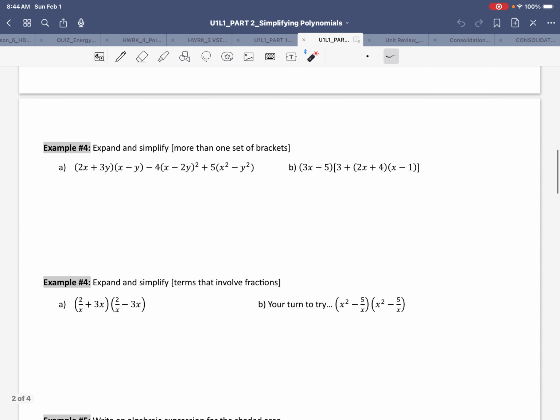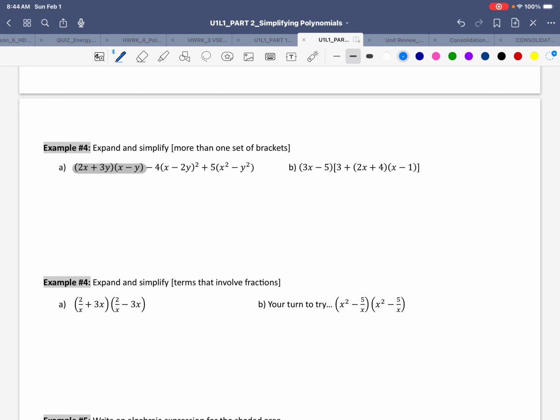Hi, let's take a look at some more examples of expanding and simplifying polynomials. So example 4, we are multiplying the two binomials, 2x plus 3y, x minus y. And then we're multiplying monomial 4 by x minus 2y raised to the power of 2 plus 5, and then we have the binomial x squared minus y squared. So let's get started. We're going to start off with this multiplication first.